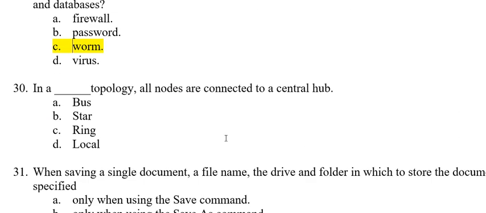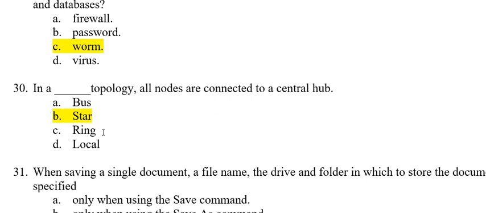Okay, 30. This type of topology has nodes connected to a central hub. So the answer is a star topology. I think we did different topologies in class, where you had to create your own topology afterwards.